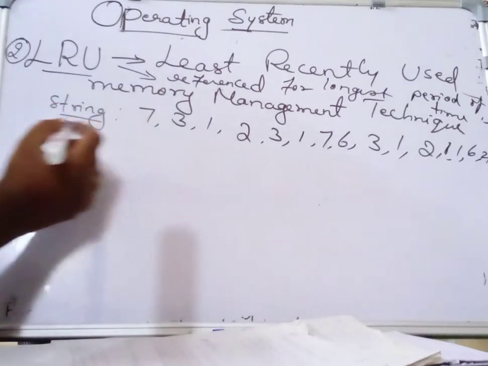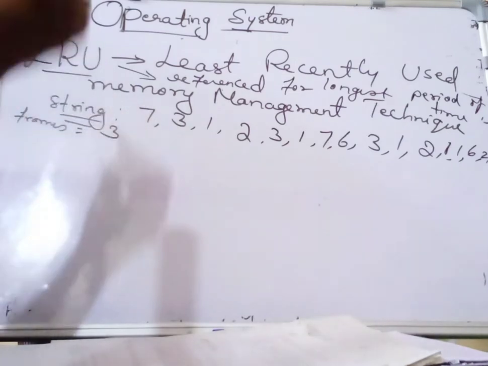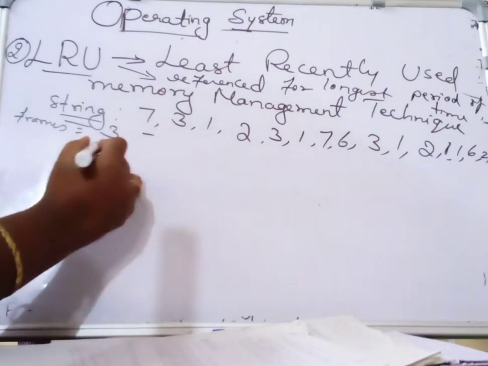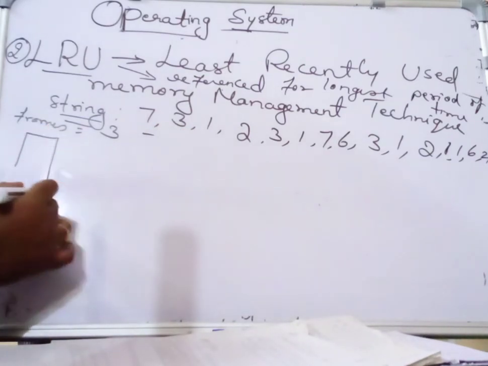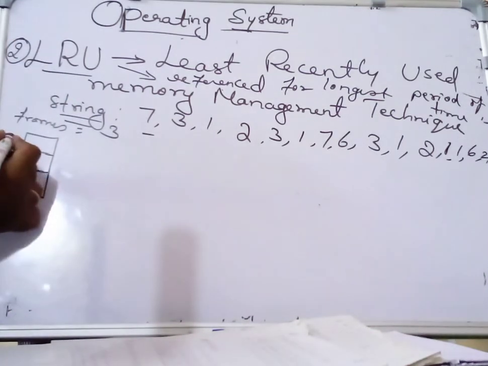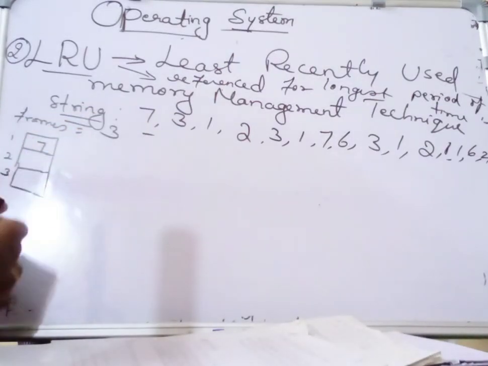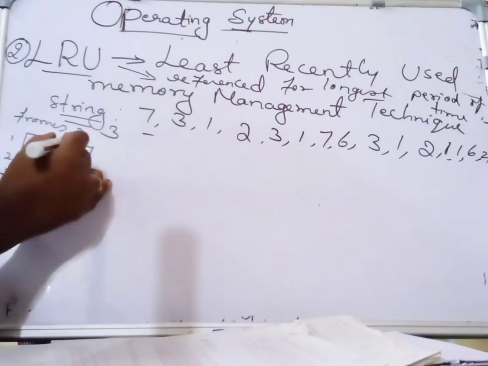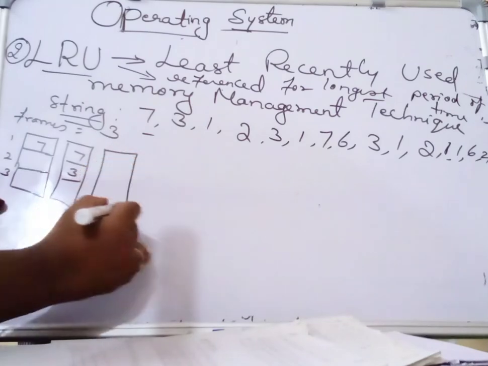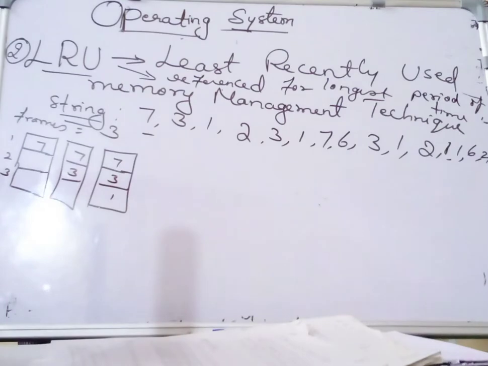Okay. So given a string like this, and the number of frames, the number of free memory locations available, is 3. Same as I did for FIFO. Initially, 3 frames are available: 1, 2 and 3. Which is the first page loaded into memory? 7. Next is 3, and next is 1. So 7, 3 and 1: 3 pages are loaded into the memory.